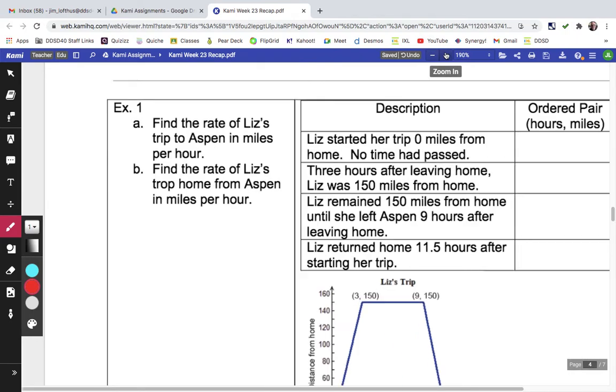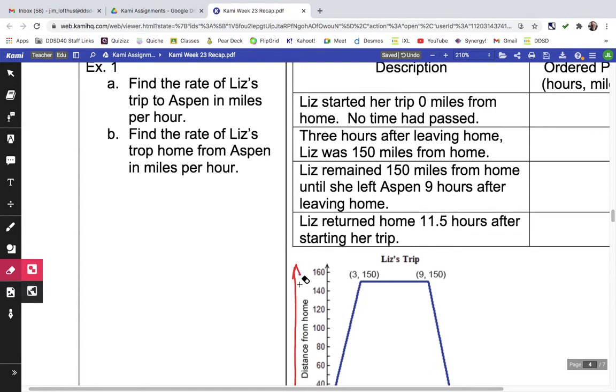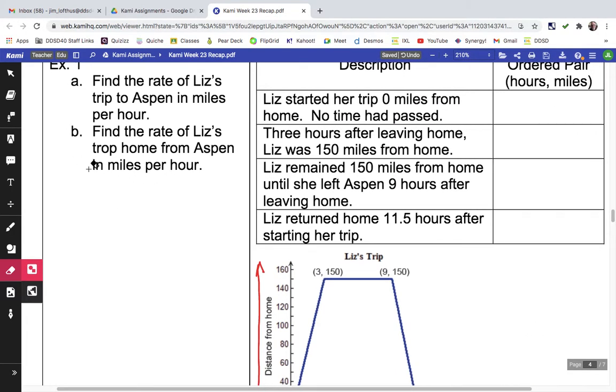And also distance. Distance is moving in this direction, and the units are in miles from home. So this means 20 miles from home, or 40 miles from home, or 60 miles from home. So the story starts with Liz, and she is 0 miles from home, which means she's at home. And so that is the ordered pair 0, 0. So at time 0, 0 miles from home is what that means.